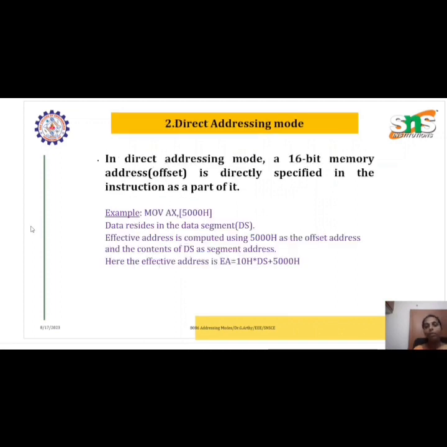Next is direct addressing mode. In direct addressing mode, the 16-bit memory address is directly specified in the instruction as a part of it. If we see here 5000, since it is mentioned inside a square bracket, it means that it is an address. So this address is directly mentioned in the instruction itself, which is known as direct addressing mode. How will we calculate the effective address? The data segment address plus this forms the effective address.